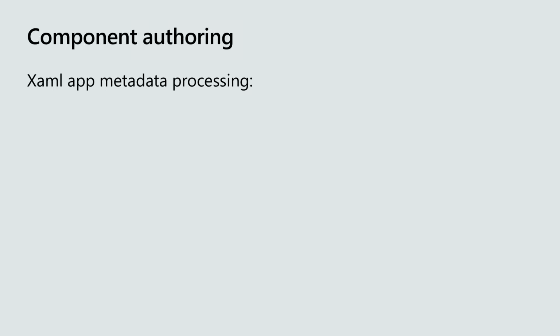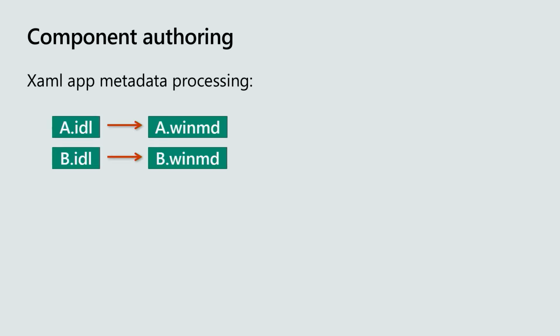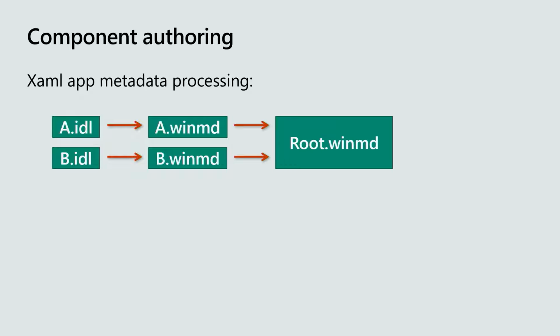A few other things that we've been working on. XAML app metadata processing has been a problem also for that incremental inner loop. The reason why, I'll just sketch this out. Suppose I've got two classes A and B in my project. They're described with IDL files. I compile those to WinMD using the midl-RT tool. Those are then merged, this is a requirement for XAML apps, into a single root namespace metadata file, which we then process with the CPP WinRT executable to generate the implementation templates.